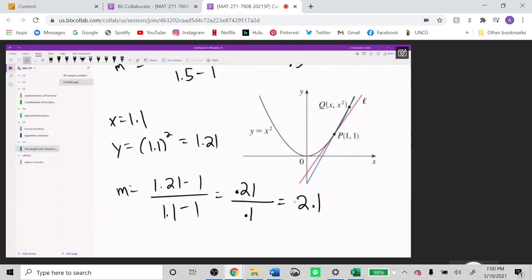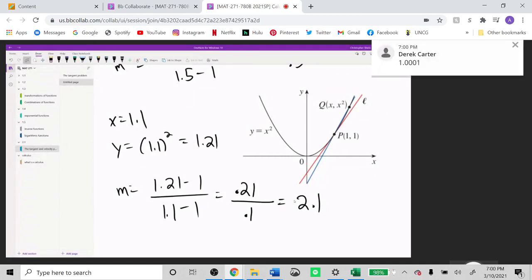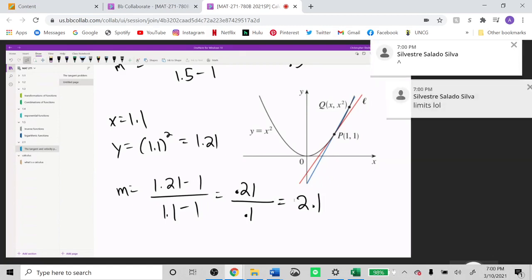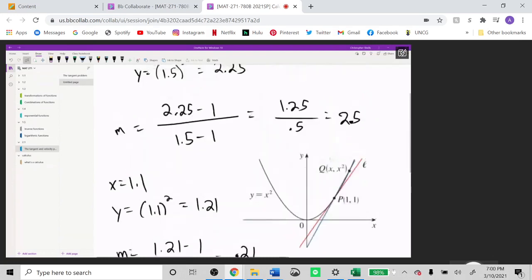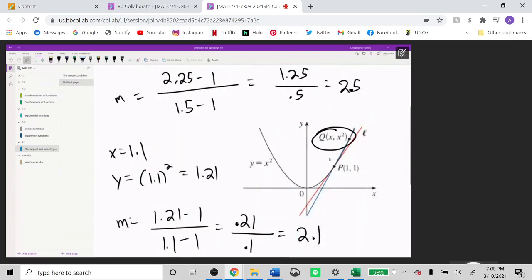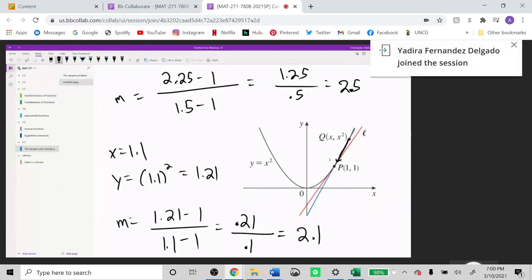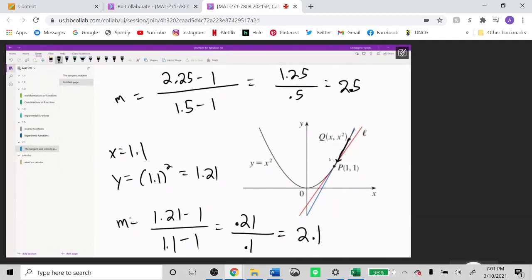What can I do to better approximate this? Yeah, I could use a number that's even closer to 1, like 1.0001, right? The idea here being I'm taking this other point, Q, that I'm choosing, and I am sliding this point closer and closer towards P, right? Do we agree that that's what we're doing here? We're essentially pulling this point closer and closer towards the point P.